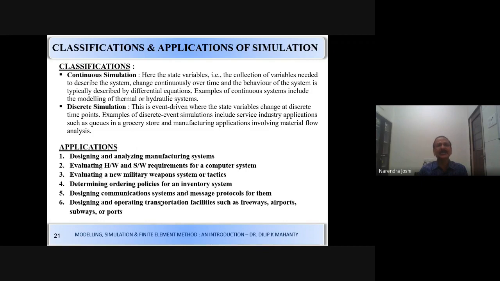Classification is based on continuous simulation and discrete simulation. In simple words, continuous is over the space of time, time and space it is carried over, whereas discrete is over the event, given with particular time.